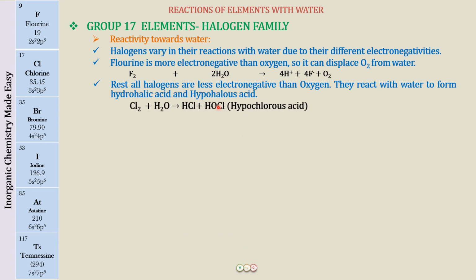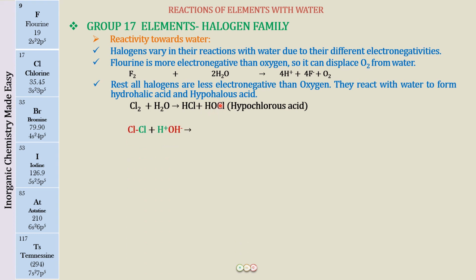For example, if I talk about the reaction of chlorine with water, this will be forming hydrohalic acid, that is hydrochloric acid HCl, and hypohalous acid, that is HOCl, hypochlorous acid. So chlorine on reaction with water, this forms HCl and HOCl. Now there is very importantly a way in which you can remember this as well as understand the mechanism of how this reaction is being carried on.